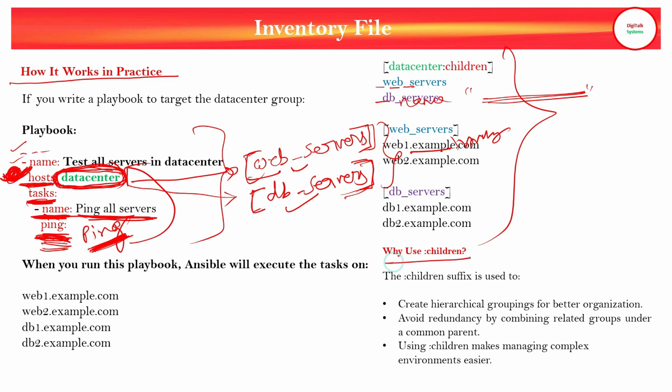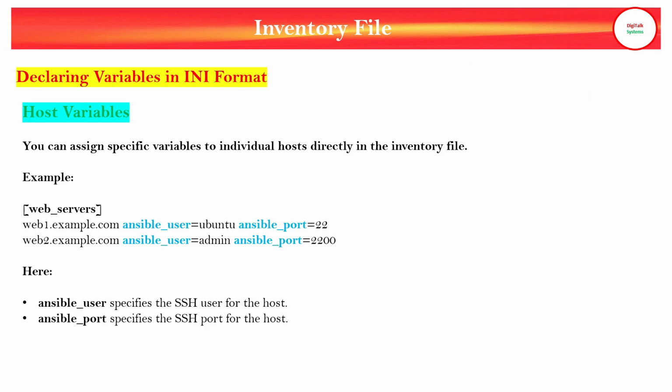And why do we use children, why do we do the grouping? This is just to simplify the task. It creates a hierarchical grouping for better organization and avoids redundancy by combining related groups under a common parent. Suppose you would like to call the same host at multiple places. Instead of defining the same host multiple times, we can just do the grouping. Using children makes managing complex environments easier. If you have a complex environment with multiple hosts, we can use this kind of parent and child grouping instead of the simple basic grouping.